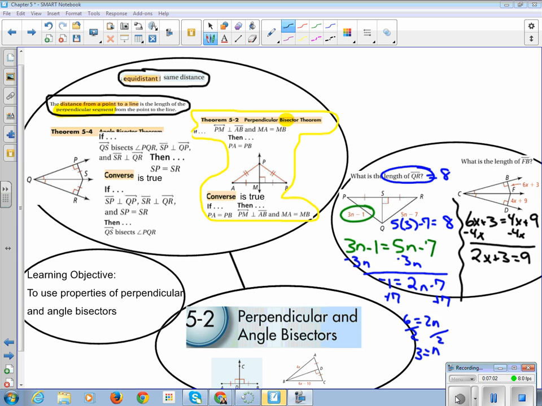We subtract 4x from both sides. We subtract 3 from both sides. We divide by 2. X is equal to 3, but 3 is not the answer because the question is asking us what is the length of FB. That is 6 times 3 plus 3. That's the same as 18 plus 3, which is 21.